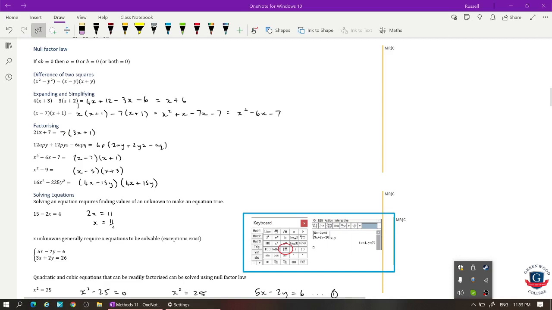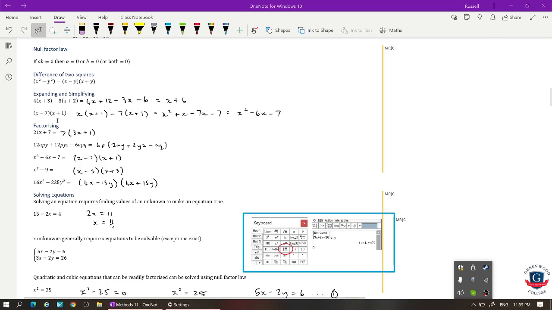And if we look here at an example, we're just expanding 4 bracket x plus 3, take 3 bracket x plus 2. That gives us 4x plus 12, here it is here, take 3x take 6, which is this here. Collecting like terms, 4x take 3x gives us x, 12 take 6 gives us 6.